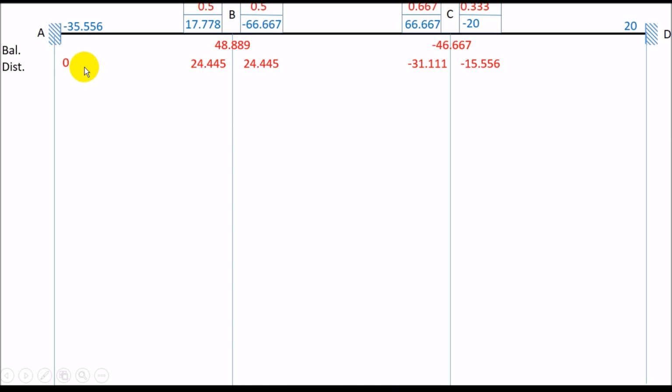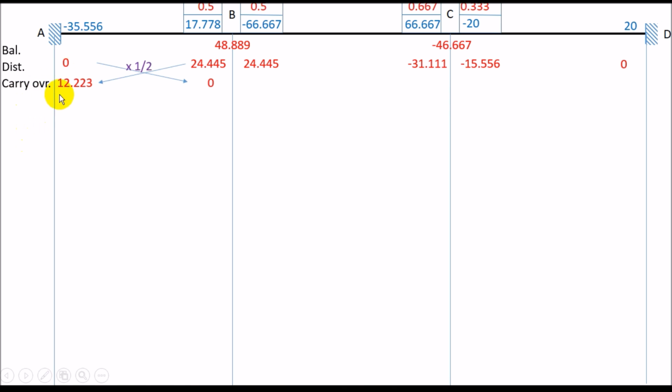Okay, you might want to know how I got these values as 0. Since there was no balancing done here, of course there won't be any distribution done as well. Same here, since there is no balancing done here, there is no distribution from this joint. And I have deliberately not done balancing here because it's a fixed support, and fixed supports are capable of carrying moments. That is the reason I have not done the balancing.